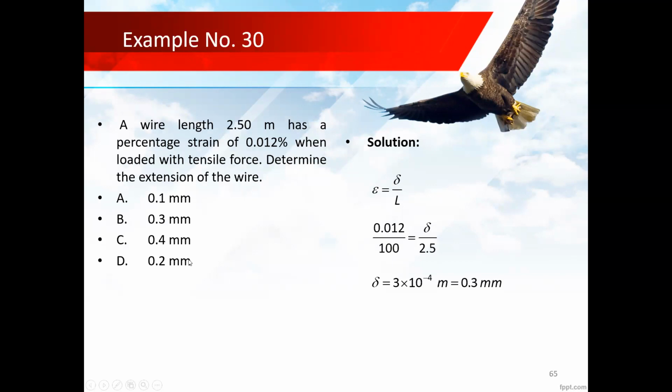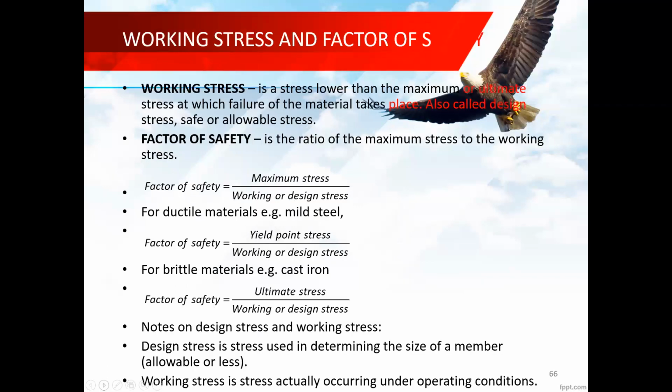Example number 30. A wire of length 2.5 meters has a percentage strain of 0.012% when loaded with a tensile force. Determine the extension of the wire. So epsilon is equal to delta over L. So yan ang formula. So percentage strain ang given mo, kaya 0.012 divided by 100 equals delta over 2.5. So delta is 3 times 10 exponent negative 4 meters, or multiply mo ng 1,000, magiging 0.3 mm. This is letter B.